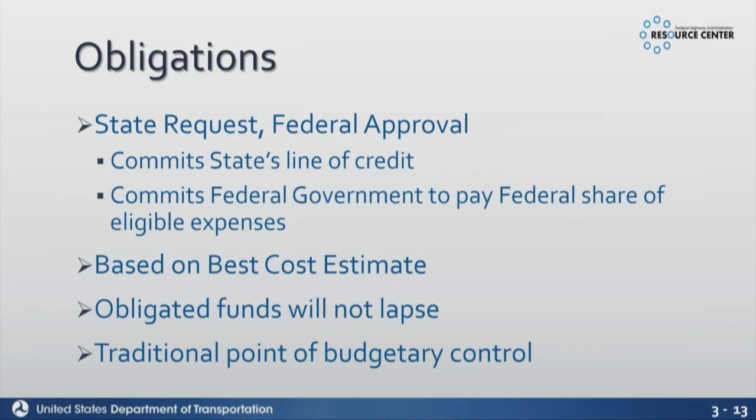All right. So obligations, we touched on this a little bit earlier. An obligation is a state request and a federal approval. It commits your state's line of credit, and it commits us to paying the federal share of the eligible expenses. As Bob mentioned earlier, it's based on your best cost estimate, so constantly make sure you've got a good estimate in place. Obligated funds do not lapse. We talked about the period of availability of typically fiscal plus 3, depending on the type of funding. But if the funds are obligated to a contract, those aren't going to lapse.